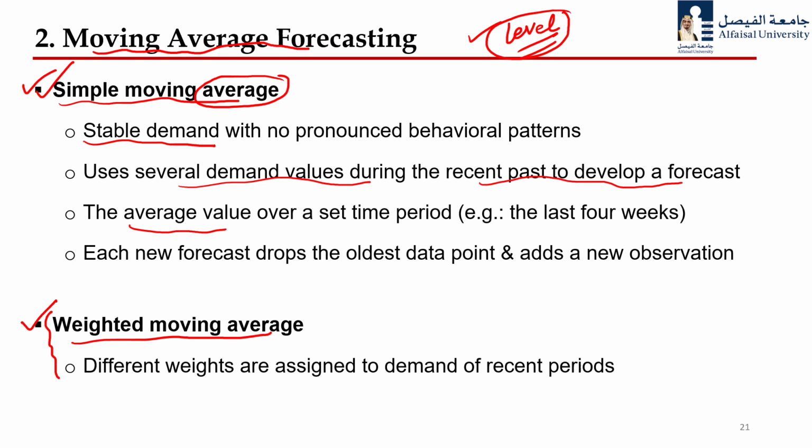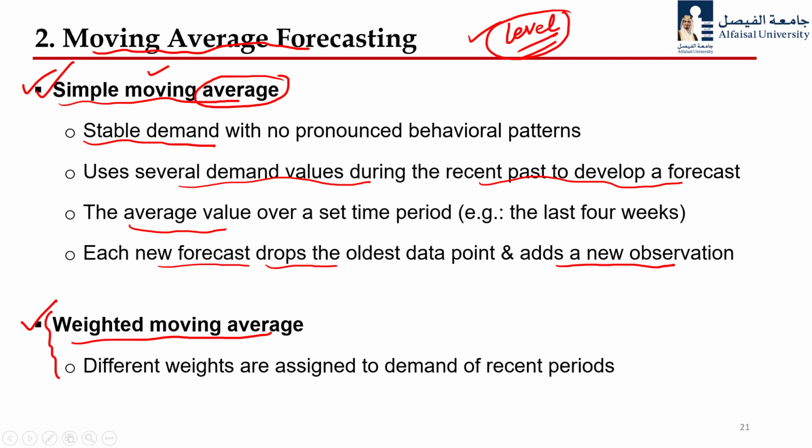The main idea in the moving average is that moving means every time we find a new forecast, we drop the oldest data point and add the new observation when we calculate the moving average. So what does this mean? We are going to explain using a data set.